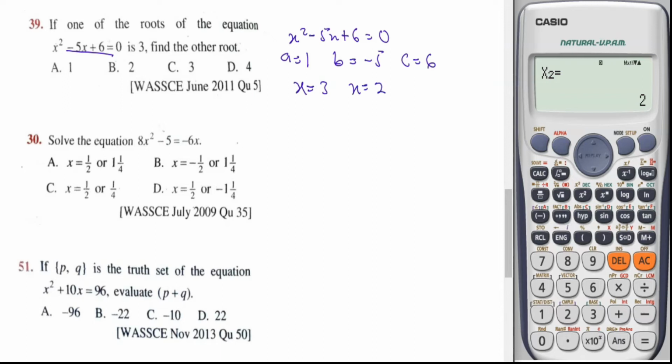So remember, they told us that one of the solutions is 3, and that's the 3 we have here. So we should find the other root. So the other root is actually 2. So the possible answer is B. Let's go to the next one.